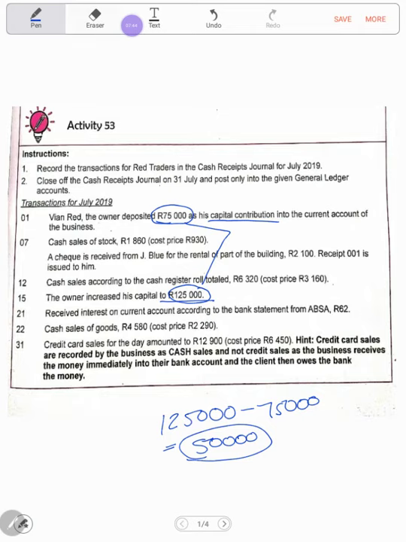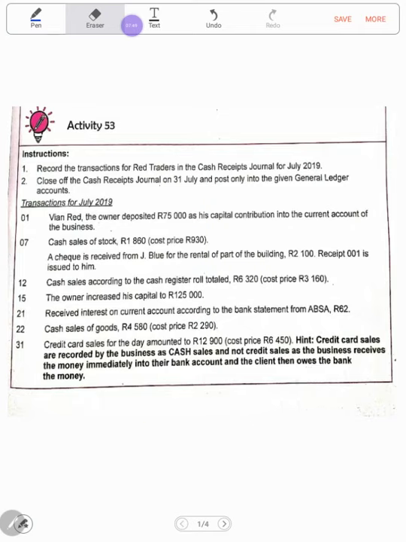All right. We received interest on the current account according to the bank statement from Absa. So interest we received, it's interest income on the current account that we have with Absa, and that was 62 Rand. Interest income is owner's equity. It's an income to the business and it increases on the credit side.